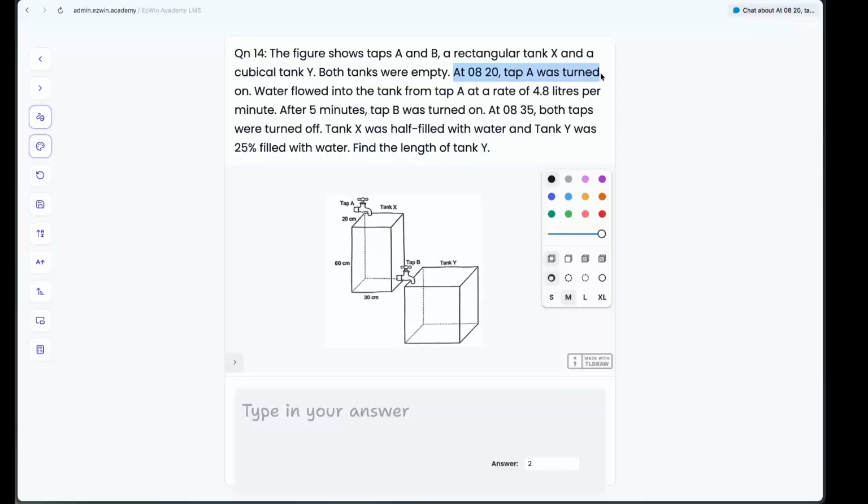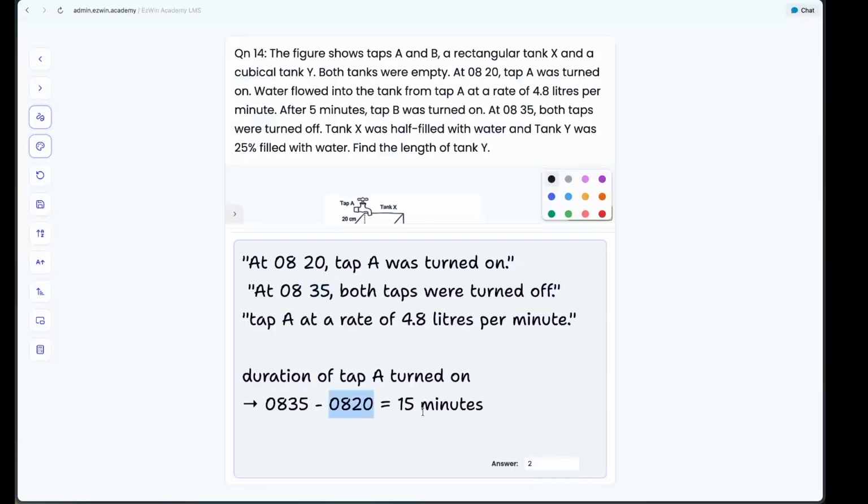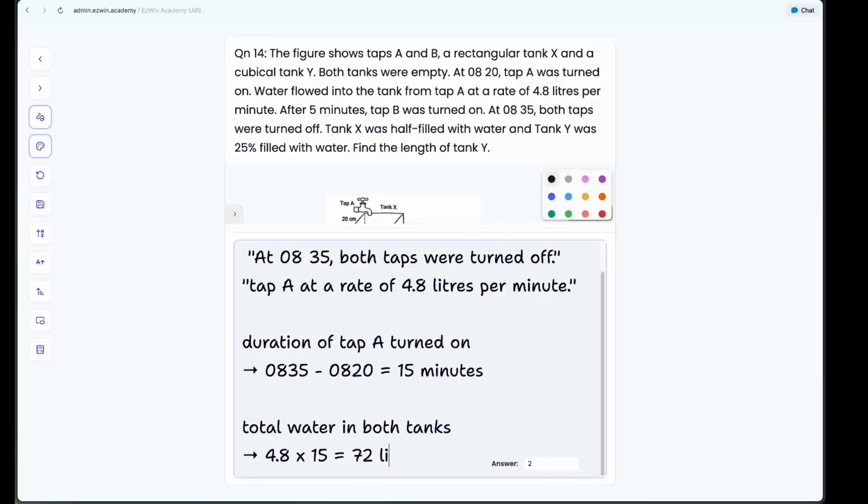So we know from this, at 8:20, tap A was turned on. The next thing is, at 8:35, both taps were turned off. And lastly, tap A is at a rate of 4.8 liters per minute. So that means we can actually find the total water in both tanks. First we need to find the duration of tap A being turned on, which is 8:35 minus 8:20, which is 15 minutes. Then the total water in both tanks is 4.8 liters per minute times 15, and this will give us 72 liters.